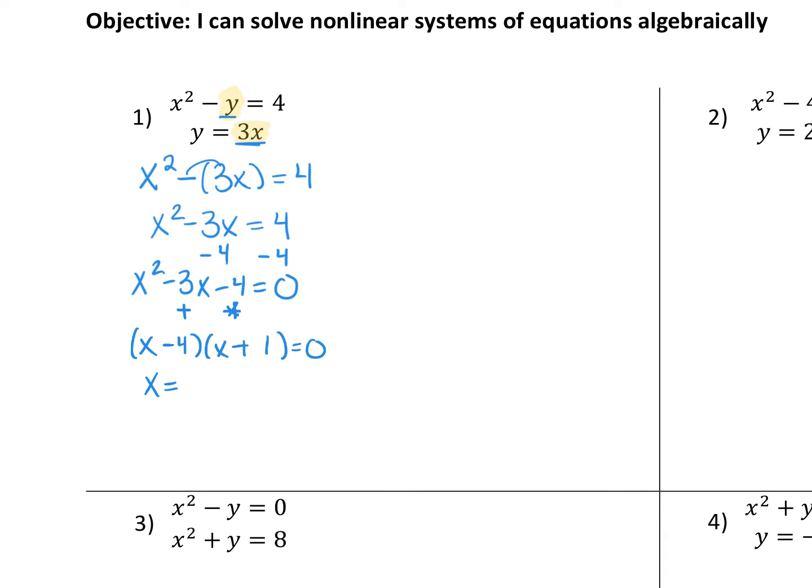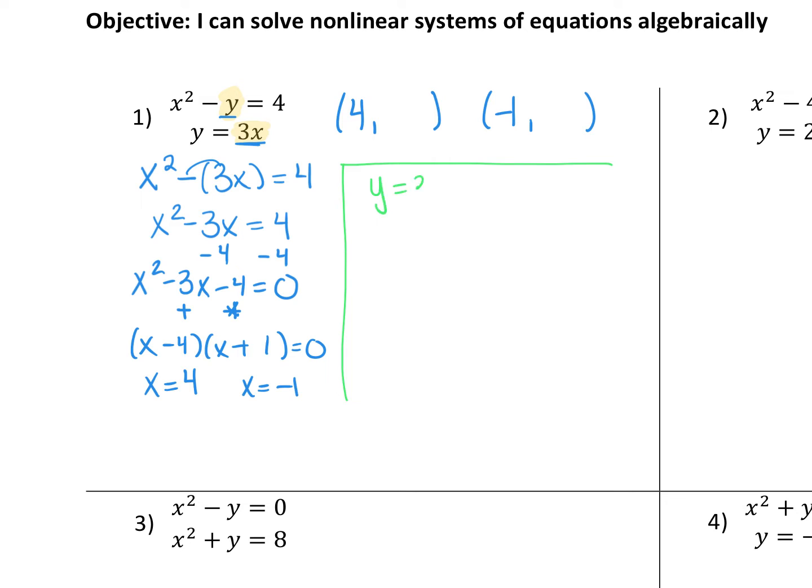Now my solutions always come from the opposite of my factors. So x minus 4 means one of my solutions is positive 4. X plus 1 means one of my solutions is negative 1. Now these are just my x solutions, so these are only half of each of my solutions. So remember, our solutions are always x comma y. So I have x comma something and x comma something. Now I need to plug these back in order to solve for y.